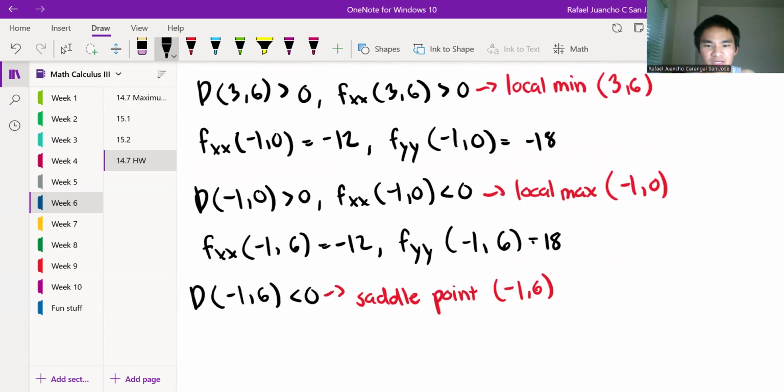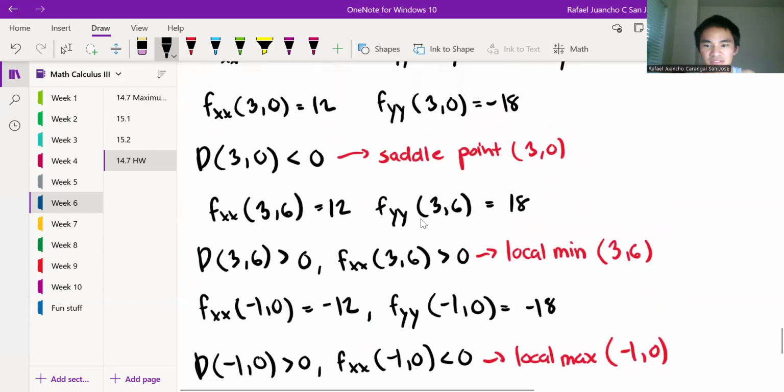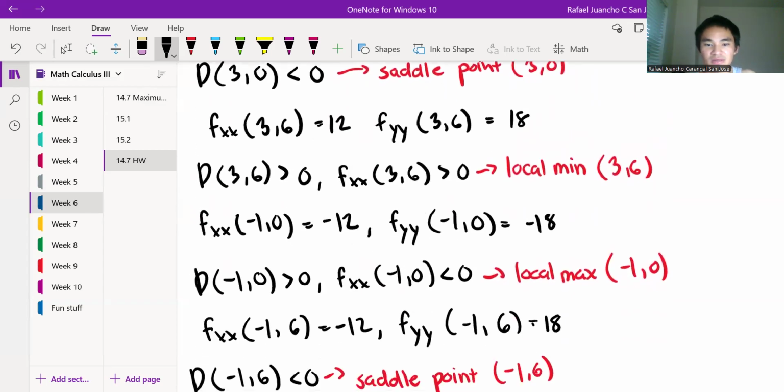Okay, we were able to get 2 saddle points. Okay, negative 1, 6 is a saddle point. 3, 0 is a saddle point. 3, 6 is a local minimum. And negative 1, what's this? Oh, negative 1, 0 is a local maximum.